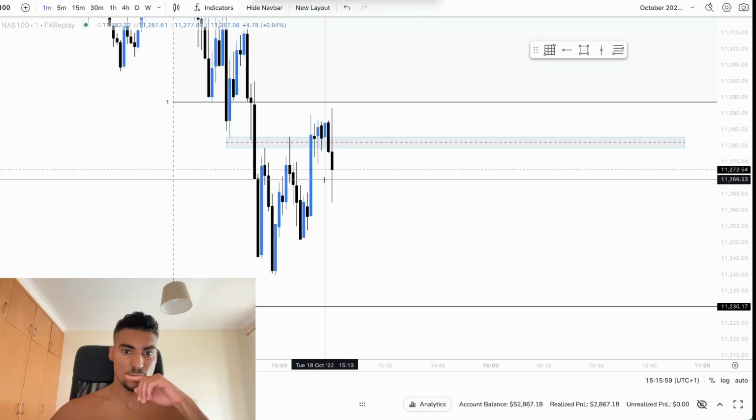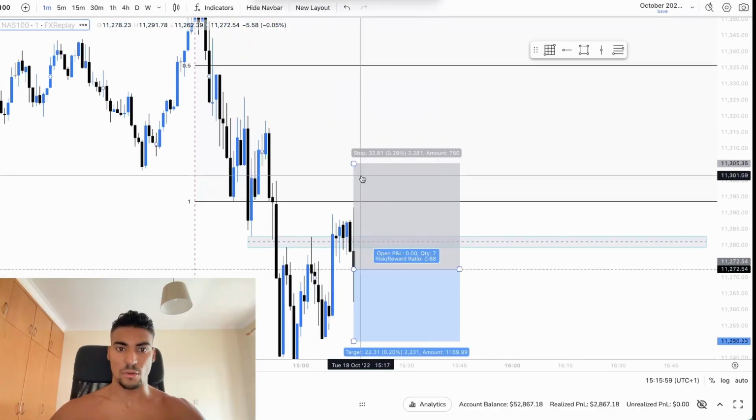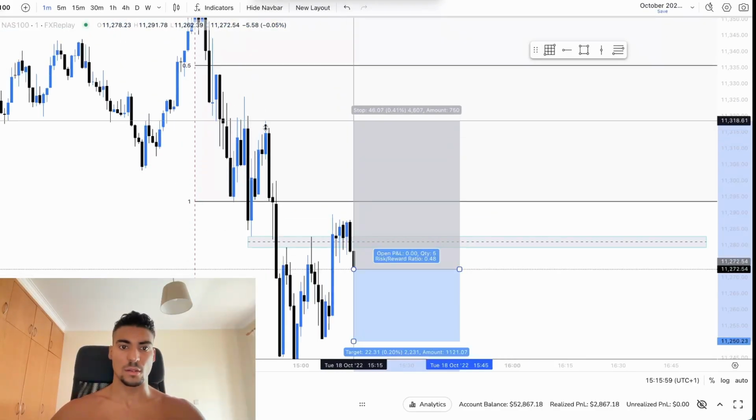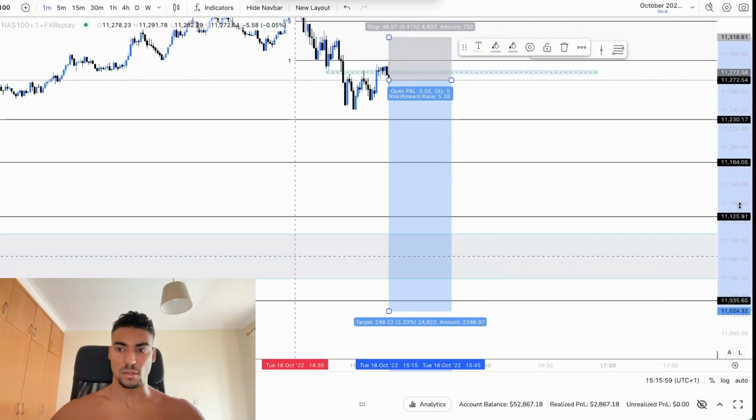This is good. This is honestly so good. This is so good. Okay. Let's go for it. Okay. We can target this, stop loss here. Quite a big wick, but it is what it is. Let's target this, all of this.